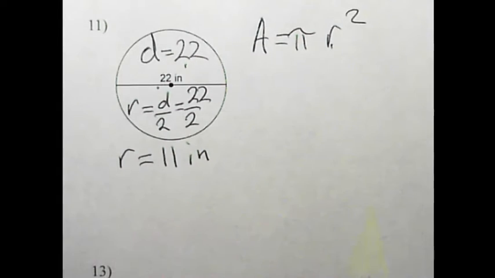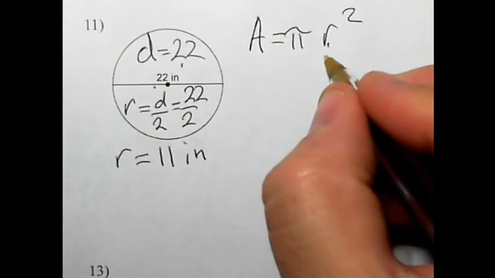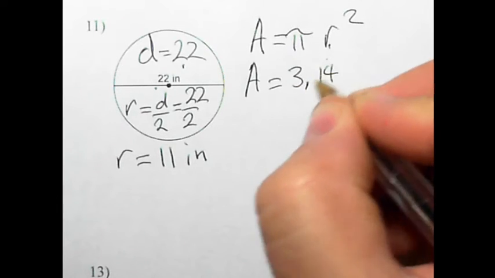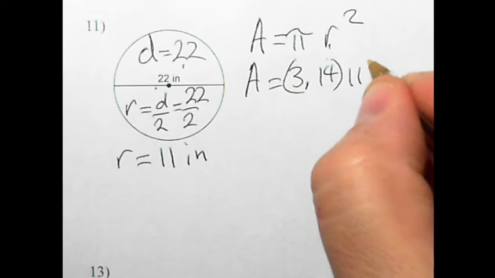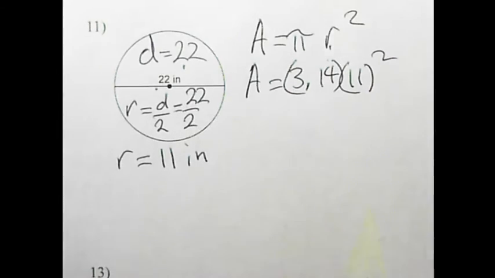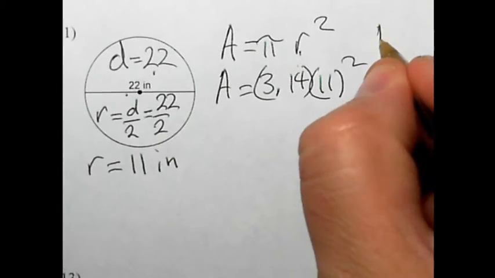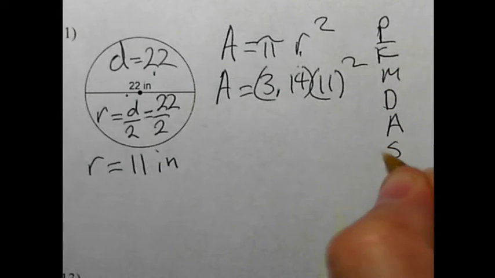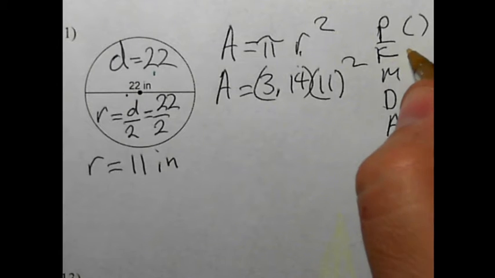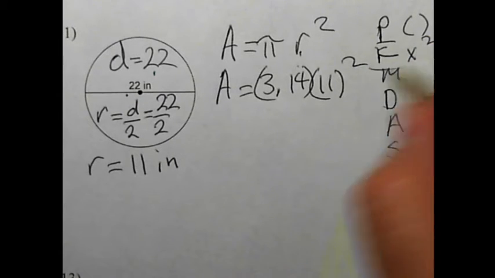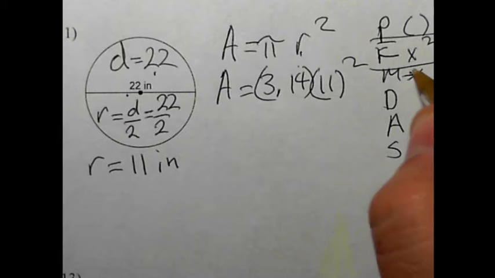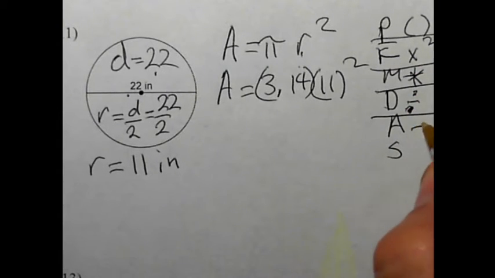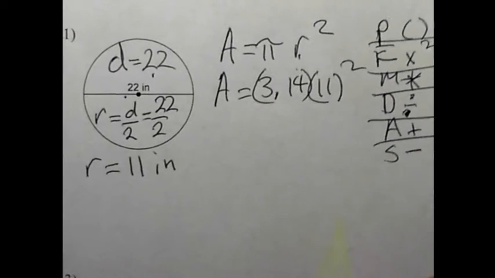Okay? Now I'm going to take 11 and plug that in for the radius. So my area is equal to pi, which is 3.14 approximately, times 11 squared. Again, according to "please excuse my dear Aunt Sally," where P stands for parentheses, E stands for exponents, M stands for multiply, D stands for division, A stands for adding, and S stands for subtraction.